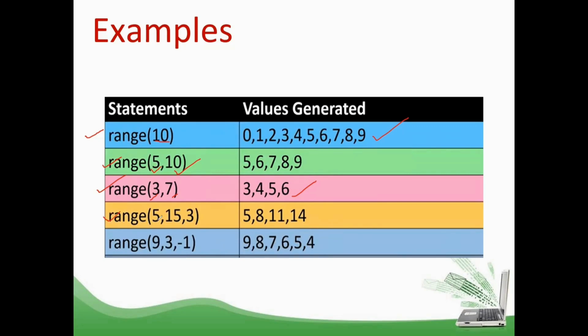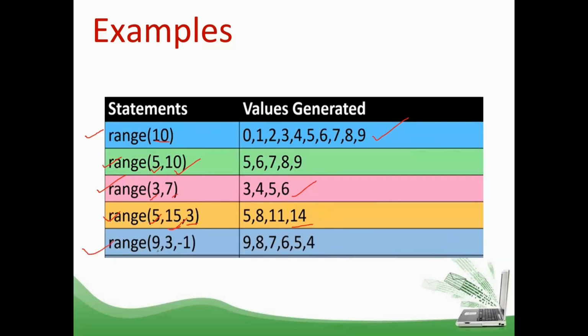Next, we have range(5, 15, 3). The starting value is 5, the ending value is 15, and the step value is 3. So 5, then 5 plus 3 is 8, then 11, then 14. 15 is my ending value. After 14, if I add 3, then I cross my range and it stops.